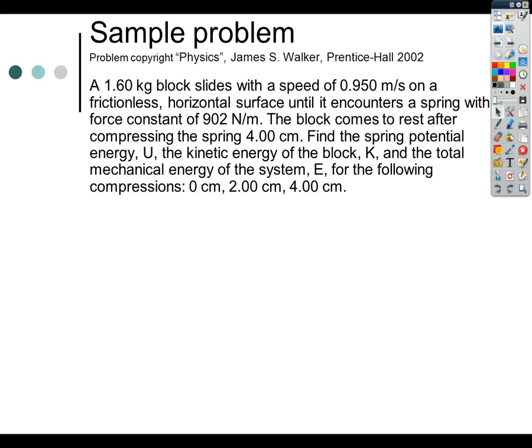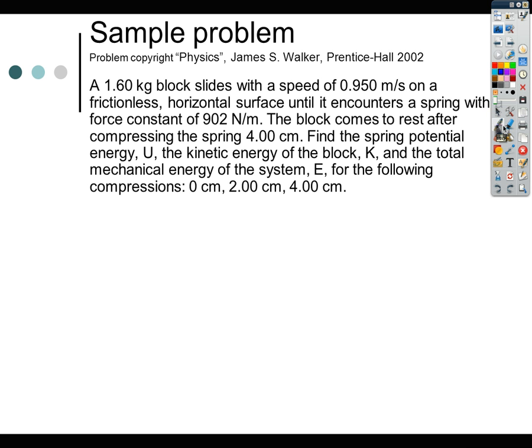Okay, so we have a 1.6 kilogram block. It slides with a speed of 0.95 meters per second on a frictionless, notice it's frictionless, horizontal surface until it encounters a spring with a force constant of 902 newtons per meter. The block comes to rest after compressing the spring 4 centimeters. So they want you to find the spring potential energy, the kinetic energy of the block, and the total mechanical energy of the system for each of the following compressions.